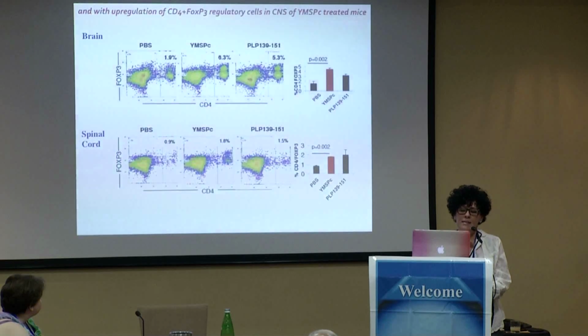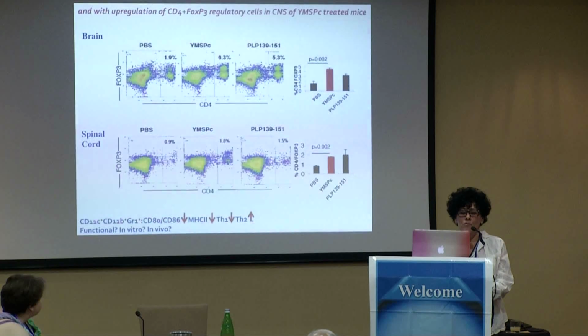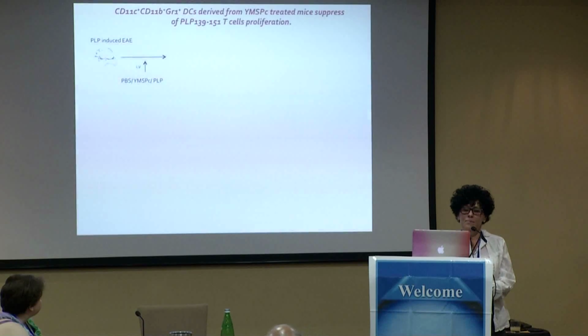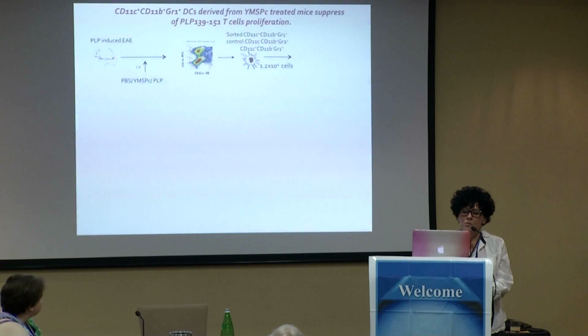And the question is whether this subpopulation of myeloid dendritic cells which show this kind of regulatory phenotype are indeed functional. So for this, we injected SJL mice with PLP and treated them with YMSPC, PLP, or PBS. Spleens were removed and stained with CD11c, CD11b, GR1. These cells were sorted and tested for the ability to suppress the proliferation of PLP primed lymph nodes.